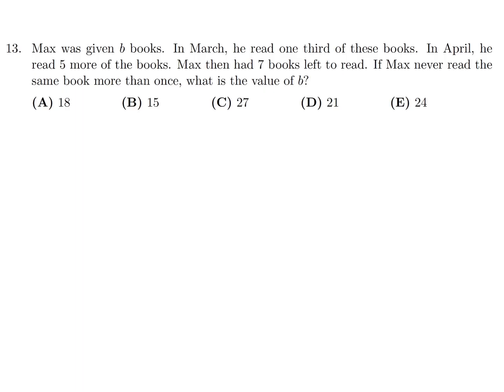Max was given B books. In March, he read 1/3 of these books. In April, he read 5 more of these books. Max then had 7 books left to read. If Max never read the same book more than once, what is the value of B?